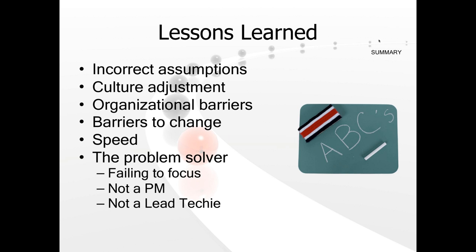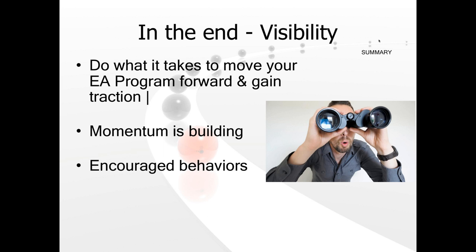I also really was an elite techie, and that's one of the things I talk about in my book. You really have to remember not to take on that lead techie role. When you're in the architect's chair, you can't sit down and get into problem solving mode by putting your hands on the console. In the end, visibility was critical, and you have to do what it takes to move your EA program forward and to gain traction.